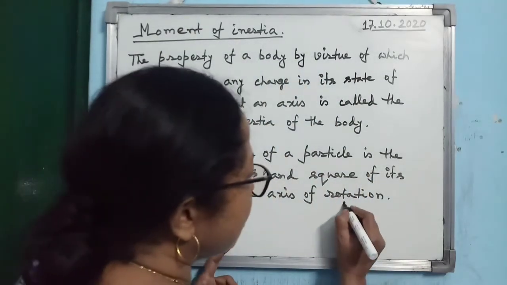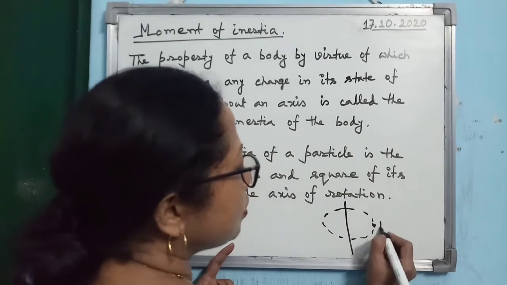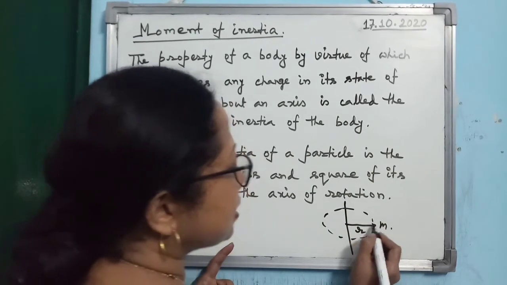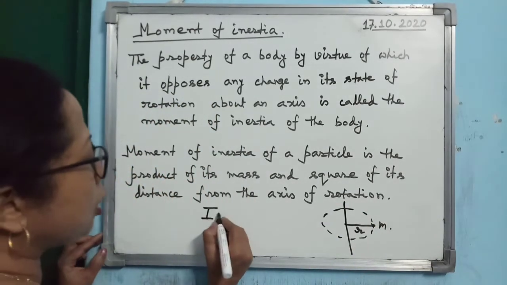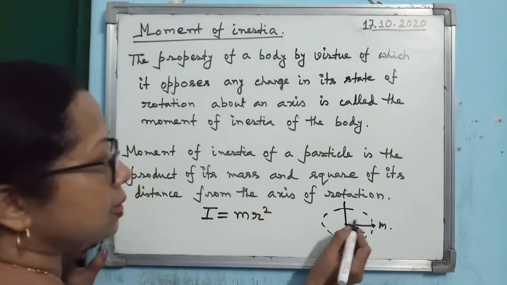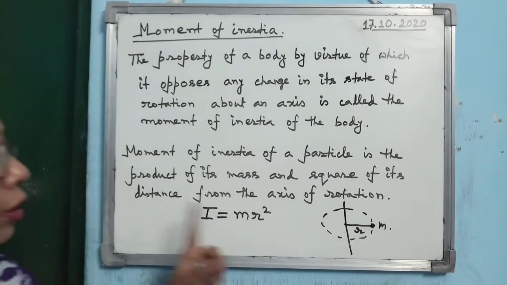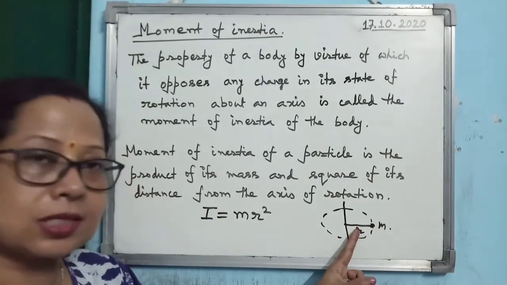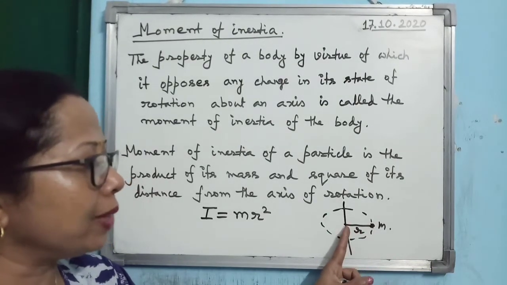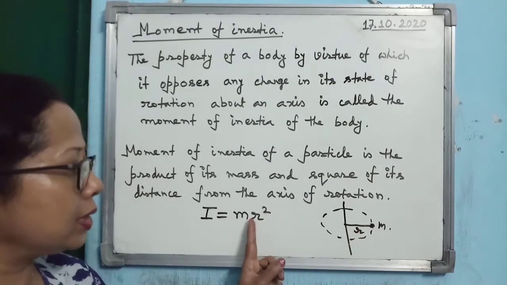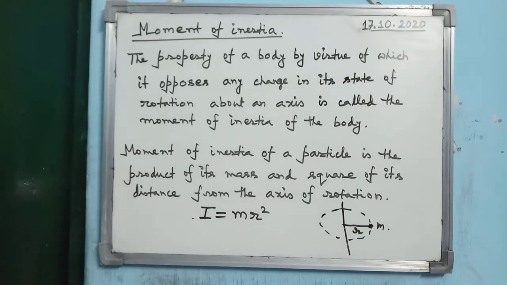Suppose this is the axis of rotation and here is the particle, it is rotating. The particle is at a distance r from the axis of rotation. Then the moment of inertia of the particle is I is equal to the product of mass and the square of its distance from the axis of rotation. The distance is r, so the moment of inertia of a particle is given by mr square.